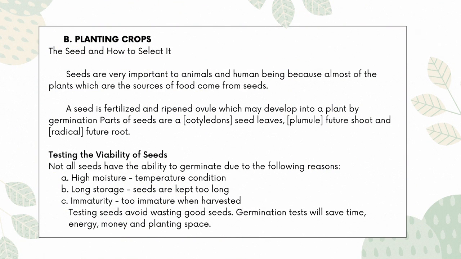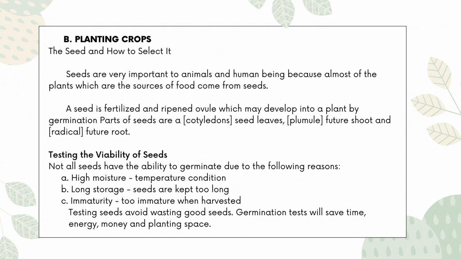B. Planting crops. The seed and how to select it. Seeds are very important to animals and human beings because almost all of the plants, which are the sources of food, come from seeds. A seed is a fertilized and ripened ovule which may develop into a plant by germination. Parts of seeds are the cotyledons or the seed leaves, plumule, future shoot, and radicle, future root.